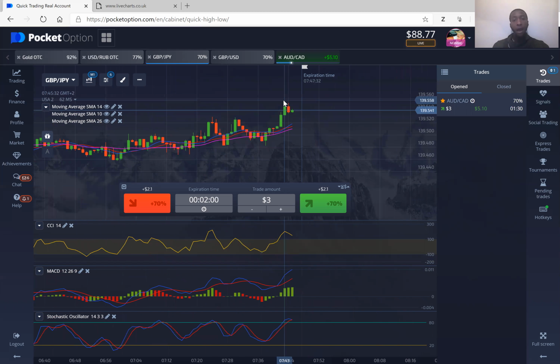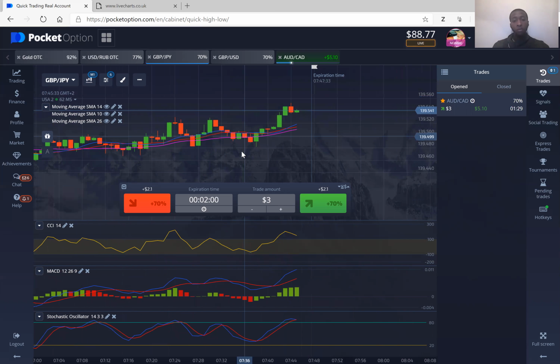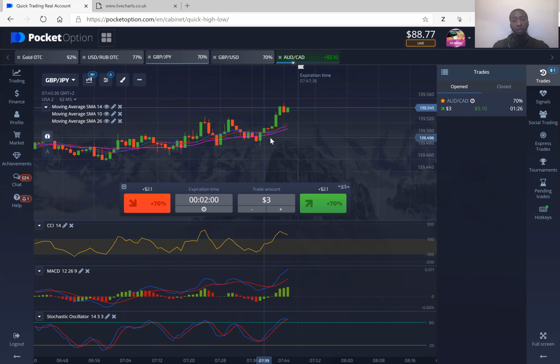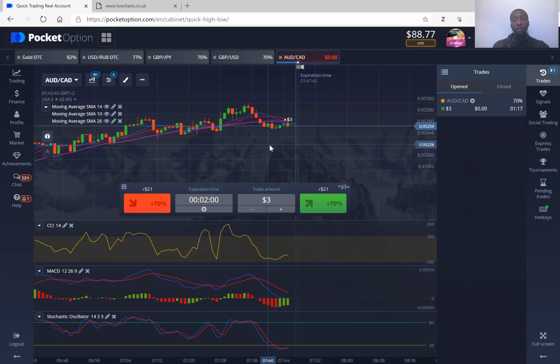We are at a higher high, so that would also be a double confirmation. You just want to wait on this cross. Hopefully this AUD CAD goes good.